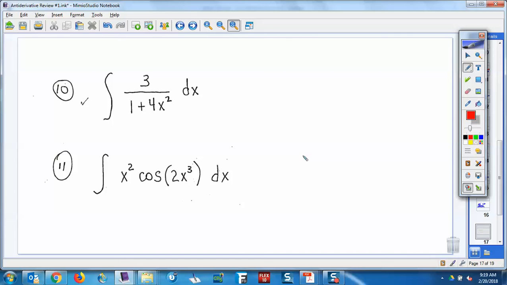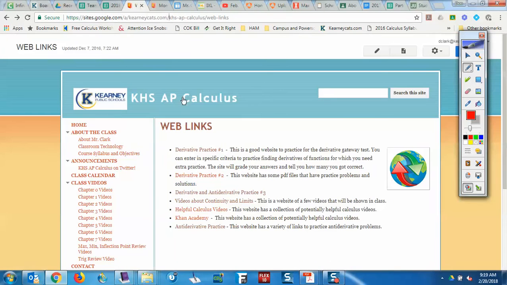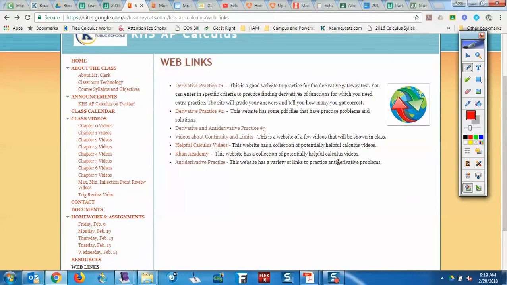All right, now, if you go to our class website, right here, and you go down here under the web links, way down here on the bottom left, there's 2 antiderivative ones. Right here it says derivative and antiderivative practice number 3. It's got antiderivatives. That's probably the best one. And then there's one down here that says antiderivative practice.